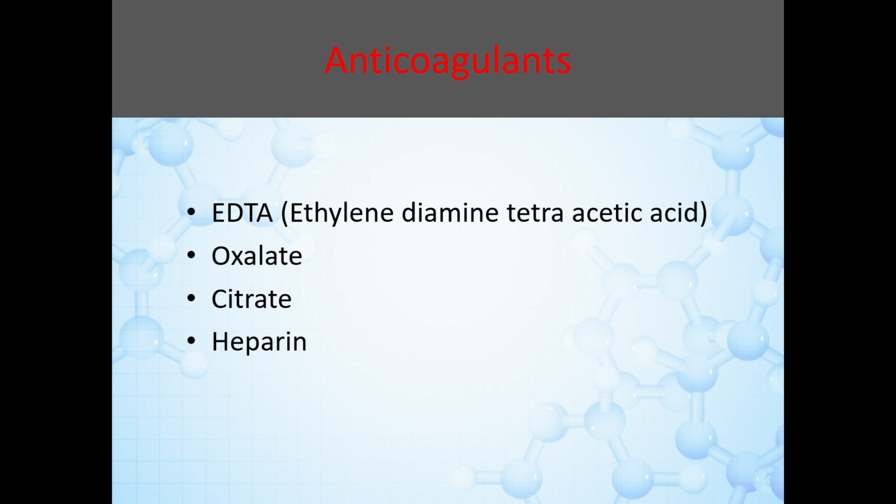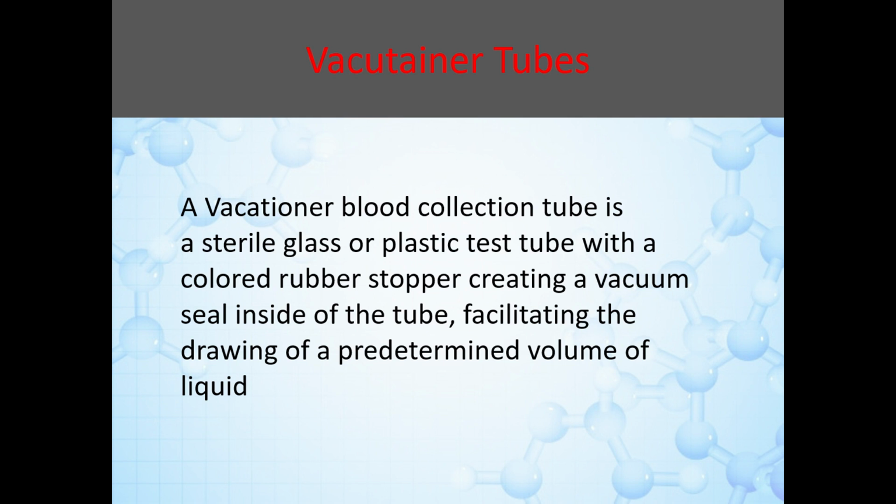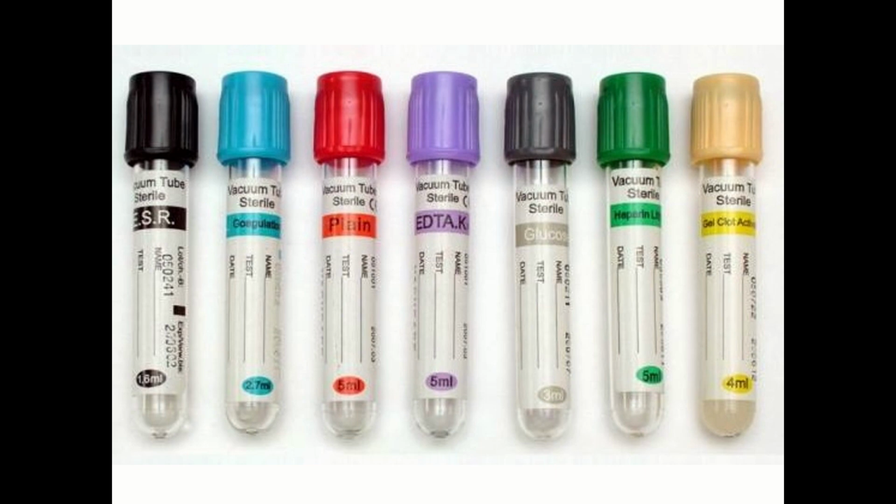Now let's discuss the vacutainer tubes. So what is a vacutainer? A vacutainer blood collection tube is a sterile glass or plastic tube with a colored rubber stopper, creating a vacuum seal inside the tube. It facilitates the drawing of a predetermined volume of liquid. So as you might have seen, if you have gone for testing, for getting your blood sample drawn, you might have seen that the phlebotomist uses different colored tubes. You know that the tubes have different color stoppers, like gray and purple.